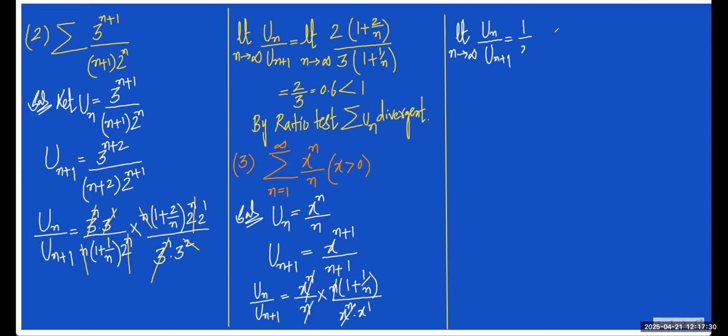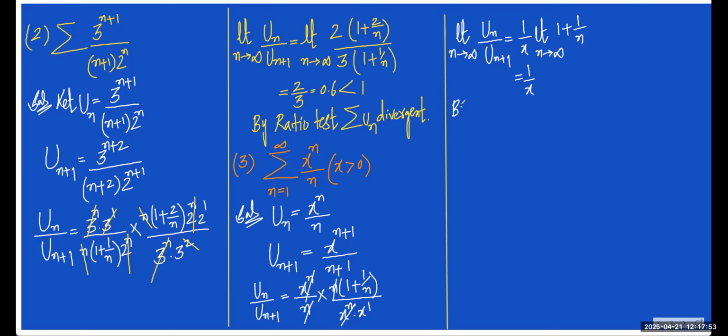x is a constant term. We can pull out limit n tends to infinity 1 plus 1 by n. If we apply the limit, we get our answer is 1 by x, which we say neither convergent nor divergent. Okay. So let's see.